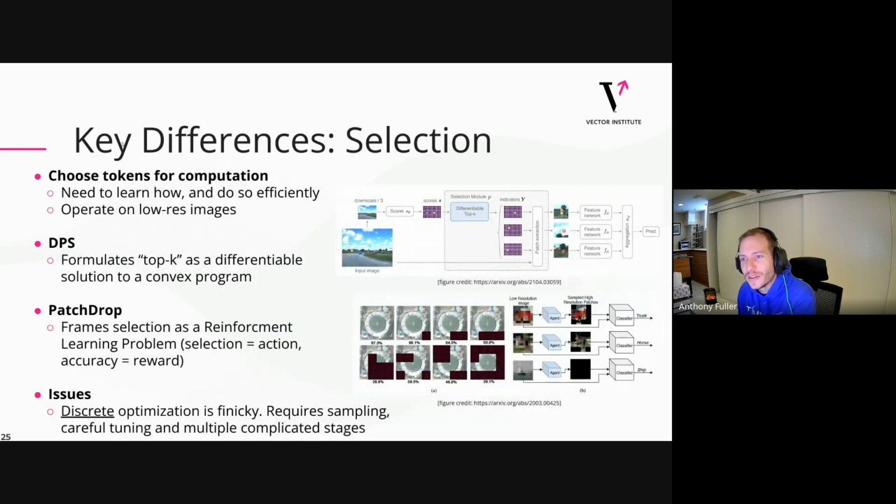And so there's another method, which is patch selection. One very nice example is PatchDrop, which uses reinforcement learning. Now, for the sake of time, we won't go through this. But essentially, the discrete optimization is finicky. It requires sampling and careful tuning and multiple complicated stages, which LookWhere sidesteps.